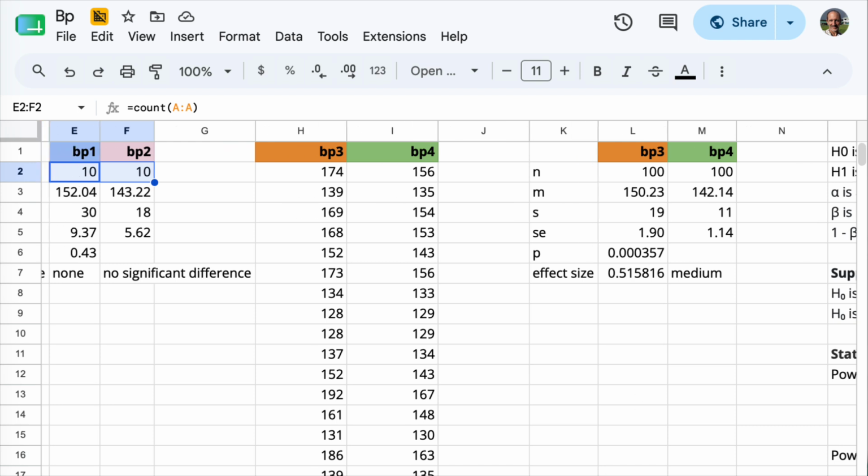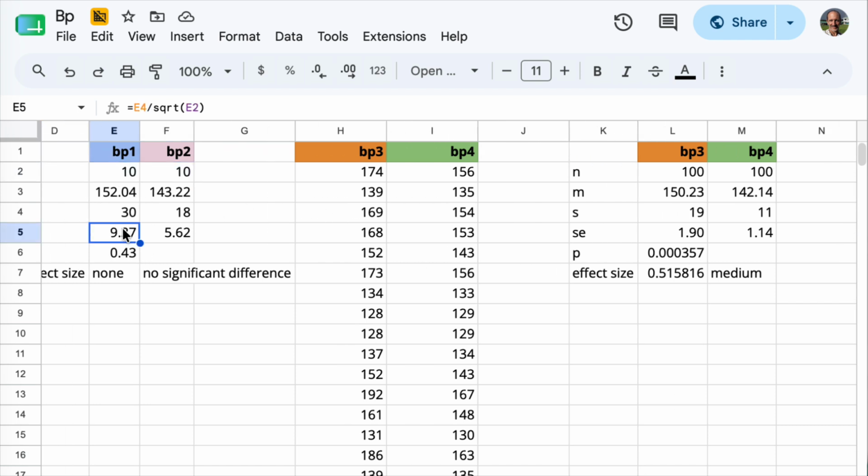You can see some of what's happened. This variation of 9 in the standard error of the mean is now down to 1.9. It's dropped by a factor of 9. This is dropped by a factor of 5. So these are much smaller spreads. This is variability. This is a measure of variability. It's much smaller. And so now we've shown that there's a significant difference.